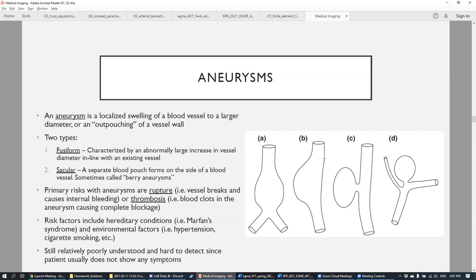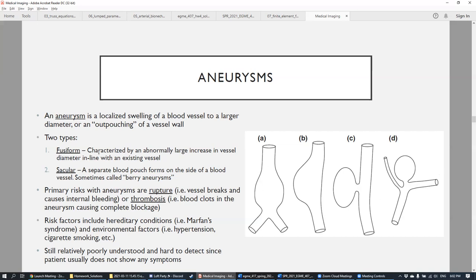And these types of geometries characterize the two different forms, or two different types. The first type that I talked about, which is just a localized swelling or a localized increase, is what's called a fusiform aneurysm. These are actually most common in your abdominal aorta, and we'll talk about that a bit more later.